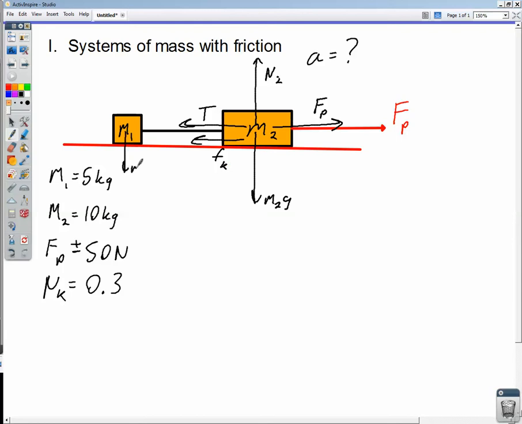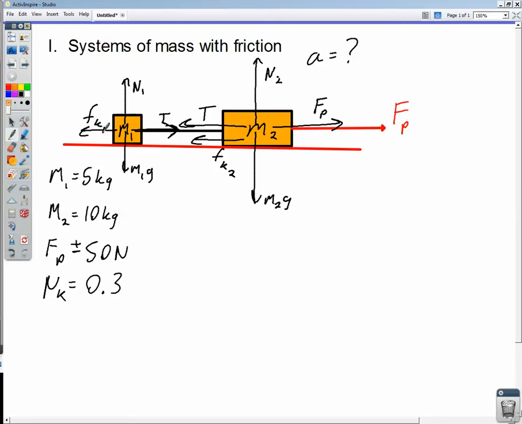M1, we've got M1g. We have the normal force acting on 1. We have the tension in the rope going to the right for M1. And we have the force of kinetic friction going back. And we should probably label these. This is the force of kinetic friction on block 2. This is the force of kinetic friction on block 1, because they're going to be different. We know the masses are different, the normal forces are different, so the forces of kinetic friction are going to be different.